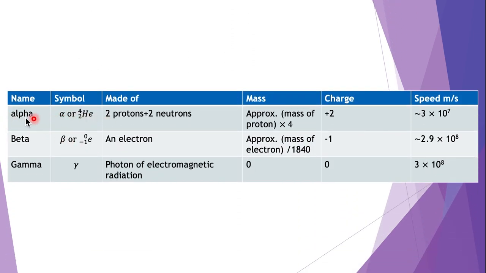So here we have a table which contains the information about the 3 types of radiations. The alpha particle has a charge of +2, the beta particle has a charge of -1, and the gamma rays have no charge and no mass because they are radiation. So this was alpha, beta, and gamma. I hope you have understood them. And now we're going to move ahead on to looking at some radioactive decay equations.